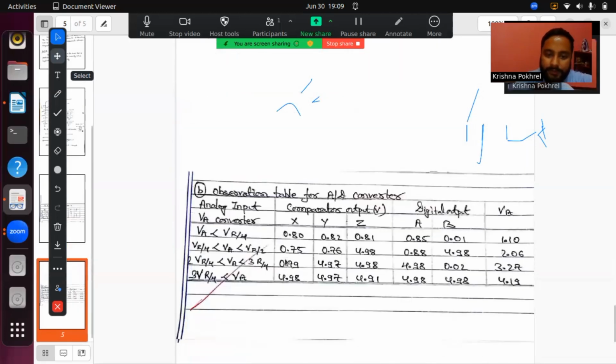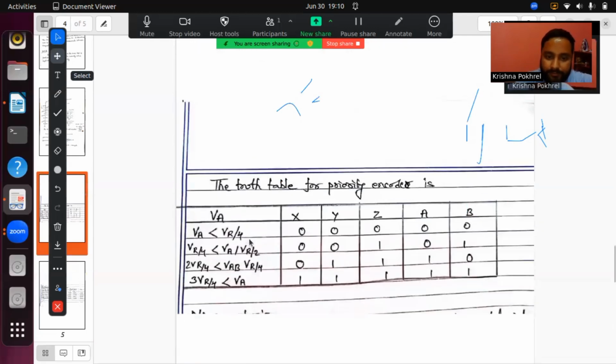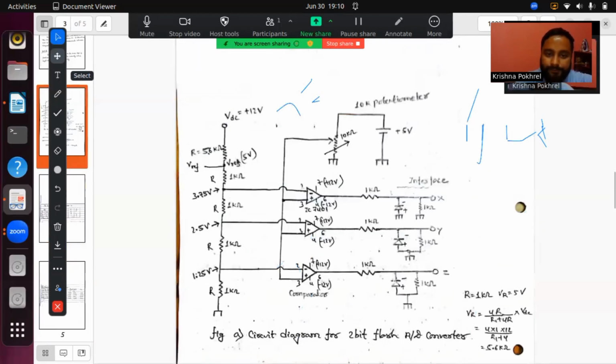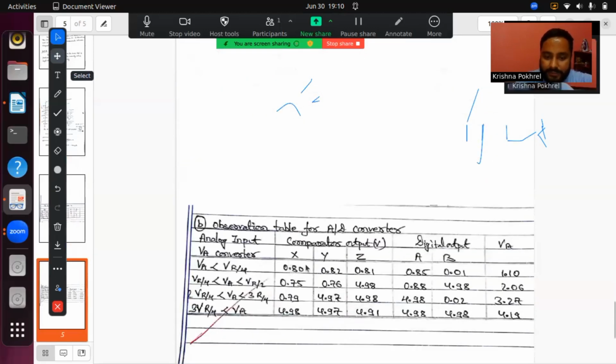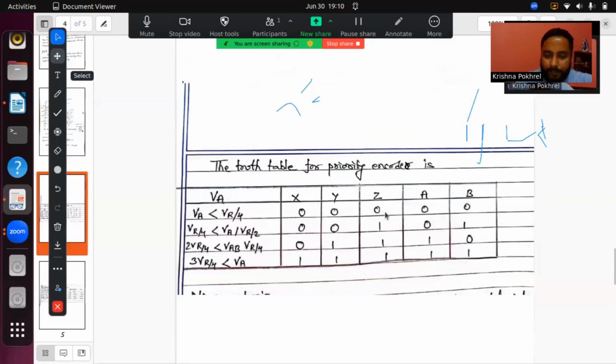Now, in the observation table, we'll get the value of X if the VA value is less than VR by 4. VR by 4 means if we divide 5 volt by 4, we'll get 1.25 volt. If we make the voltage from here less than 1.25 volt, you will set up the potentiometer in such a way and measure the outcome of the voltage. It should be less than this. Then we'll get the result of X, Y, Z tending to 0, tending to 0, and tending to 0. As we can see here in this truth table, our outcome will also be 0.